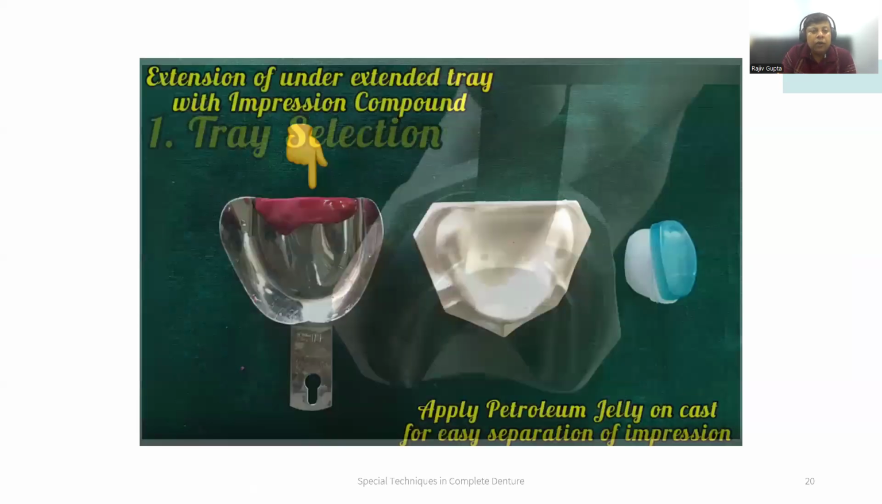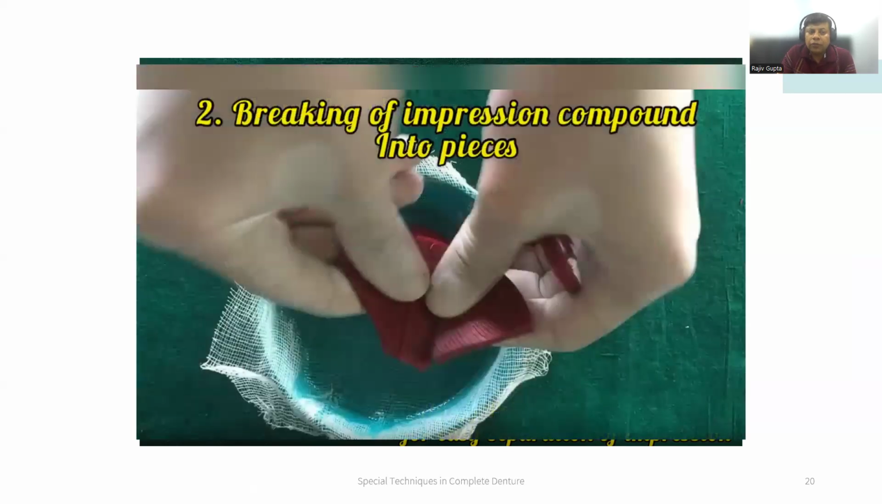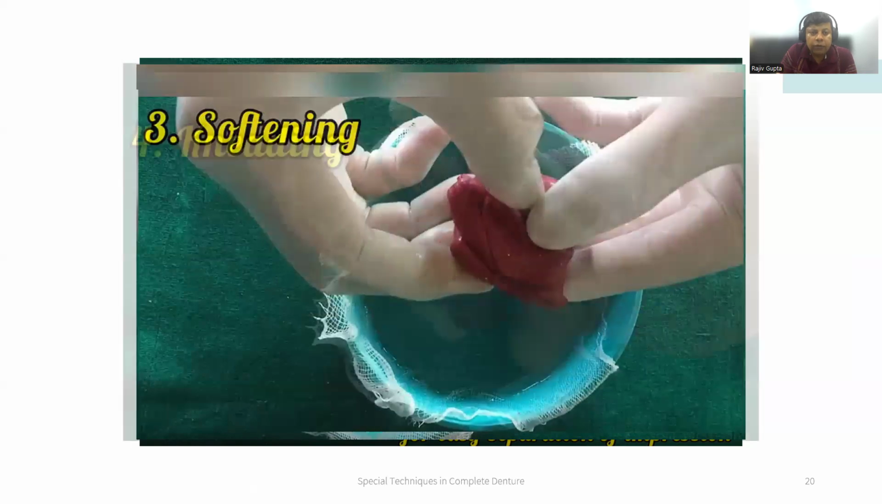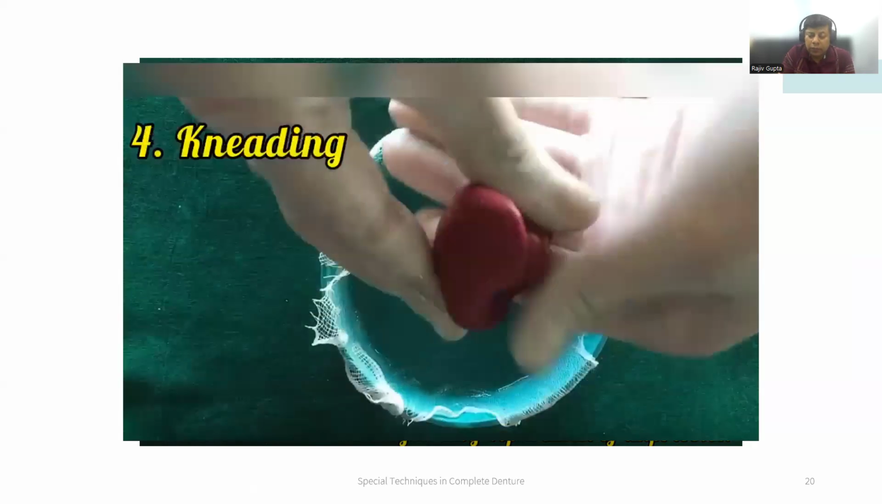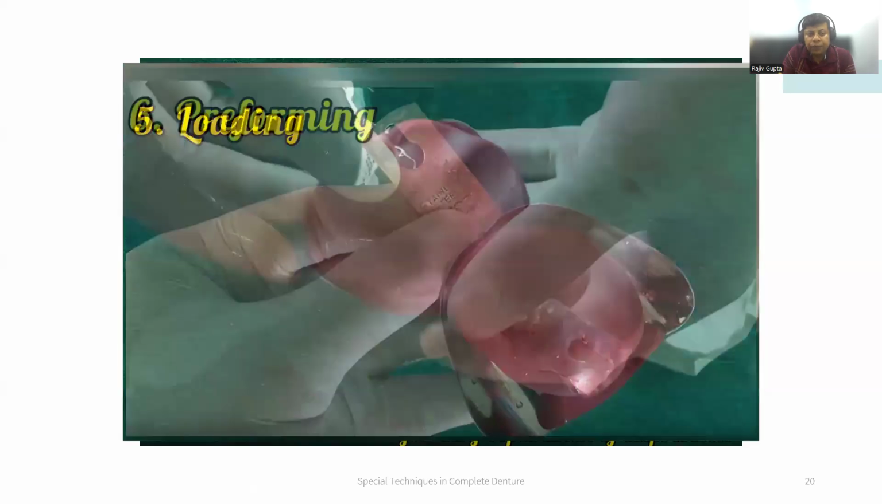Sometimes we need to extend the tray as well. So it can be done with the help of the impression compound, or it can be done with the help of the cold cure acrylic as well. So once that is done, we have to break the impression compound into pieces and try to soften it. We have to knead it thoroughly so that the whole material is softened thoroughly. Once that is done, we have to load our tray.